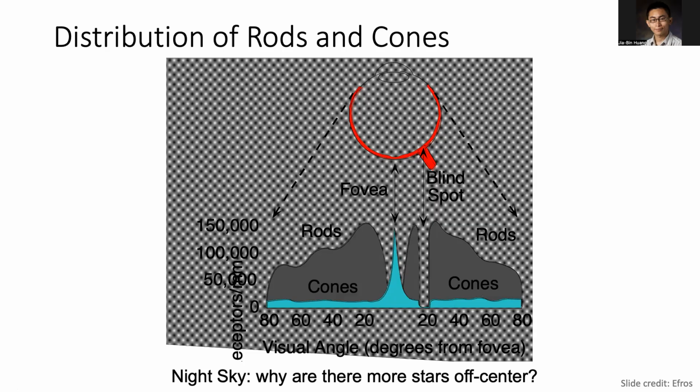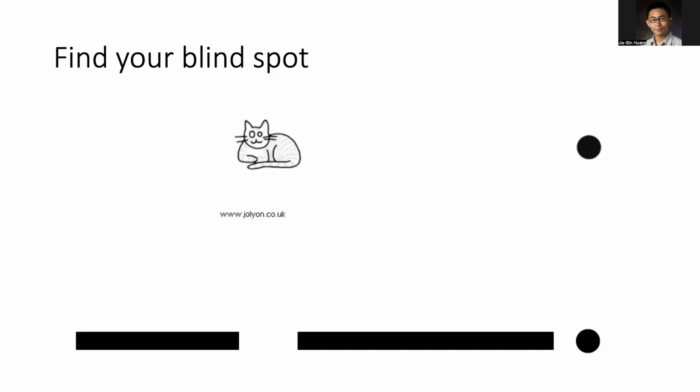Okay, but there's a problem, right? When you open your eyes, you don't see a hole in your visual field. Questions? Yeah. So why don't we see that? And this is where the blind spot comes in. Okay, so here is a test, so you can see where the blind spot is.